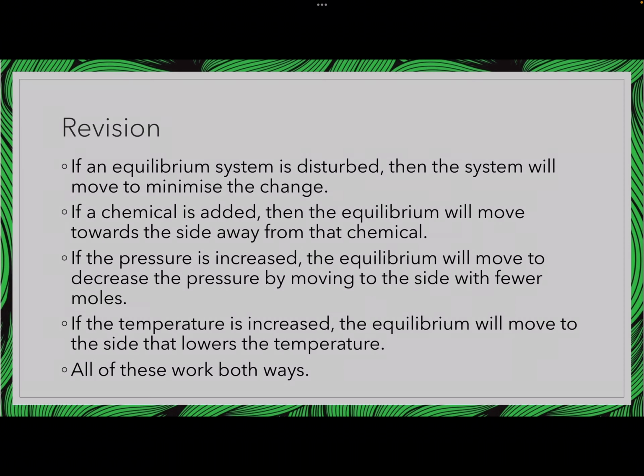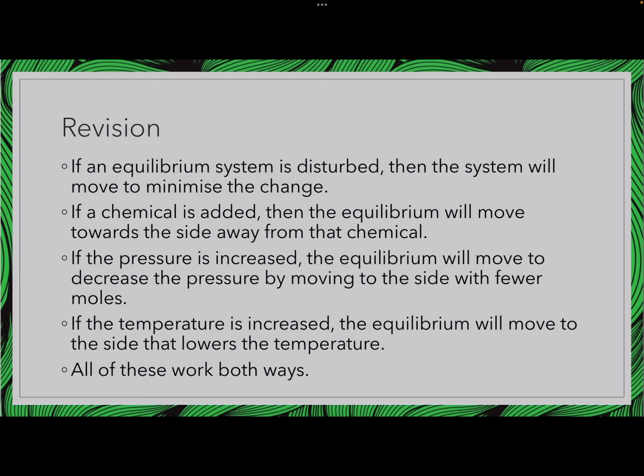So let's have a bit of a refresh. These are the answers to the revision questions from last time. If an equilibrium system is disturbed, then the system will move to minimize the change. That's the basis of Le Chatelier's principle. If a chemical is added, the equilibrium will move towards the side away from that chemical. So if a reactant is added, it'll move to the side of the products. If a product is added, it will move to the side of the reactants.